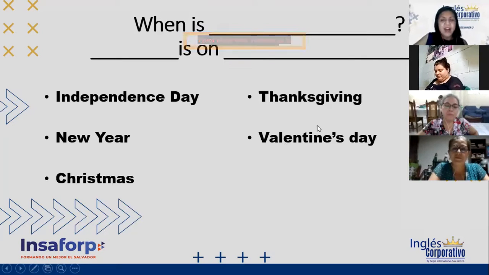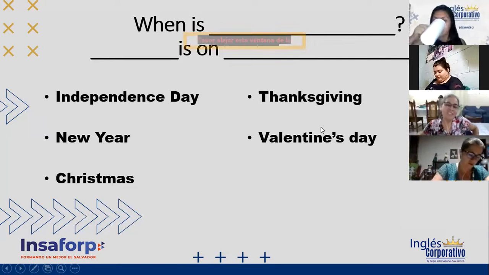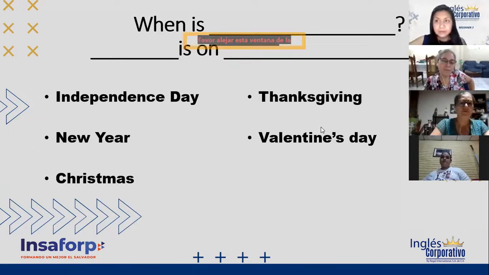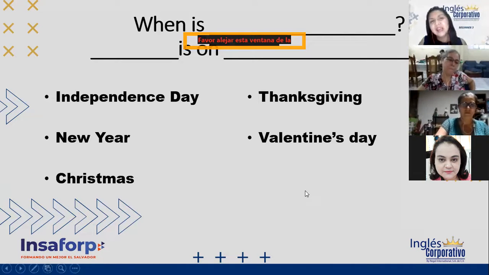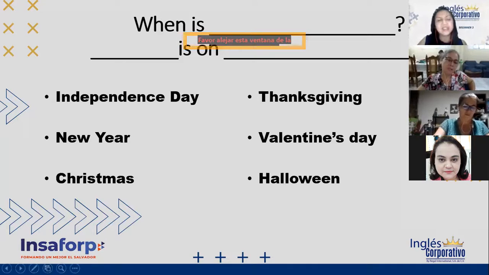When is Valentine's Day? In El Salvador, Valentine's Day is in February. It's on February 14th. 14th, yes. Okay, when is Halloween in the United States?